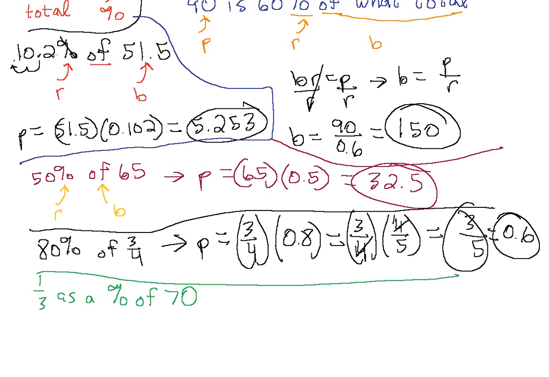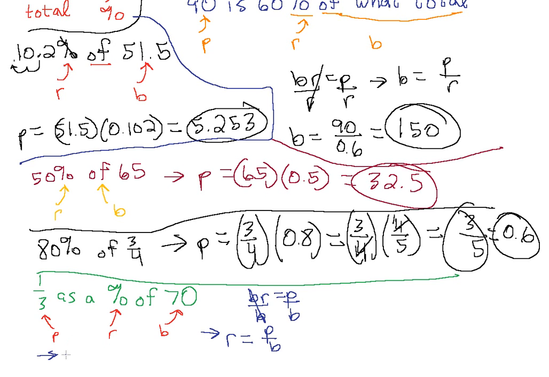Okay, so let's identify our keywords here. "Of" screams that 70 is our base, and 1/3 is going to be a part of that. So we want to find a percentage. We want to find our rate. So let's go back and rewrite our percent equation. BR equals P, and we want to solve for R. We want to know what percentage of 70 is 1/3. So let's divide both sides by B, which will solve for R. R equals part divided by base.